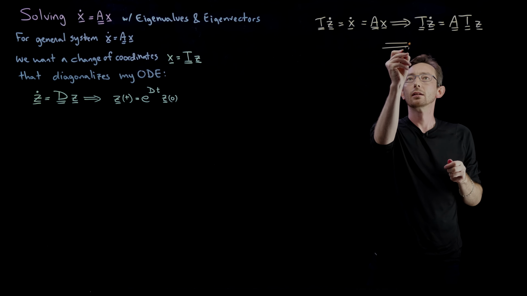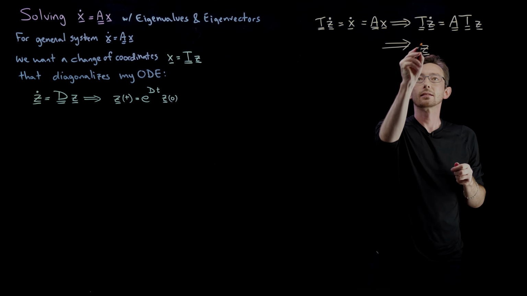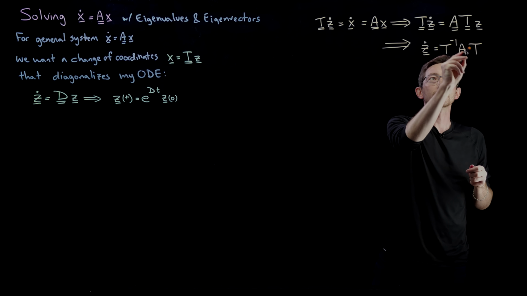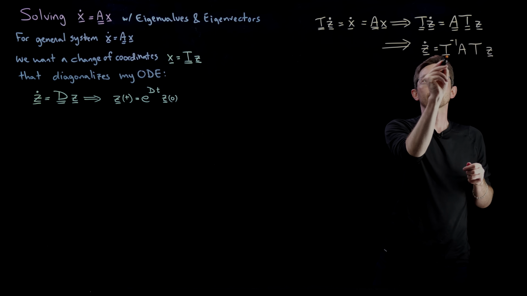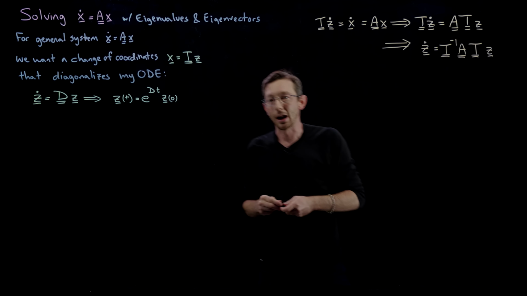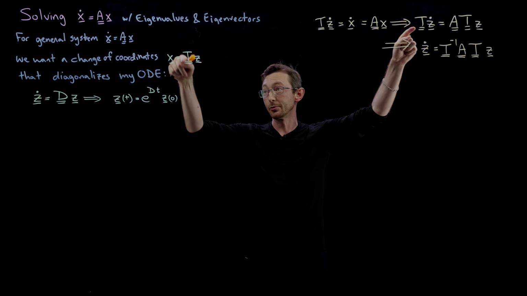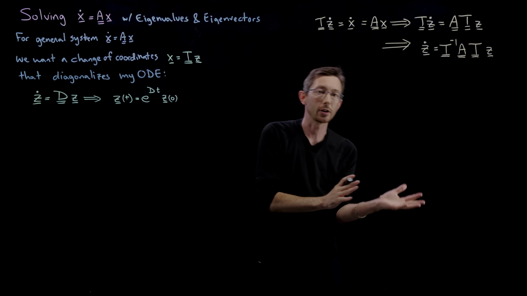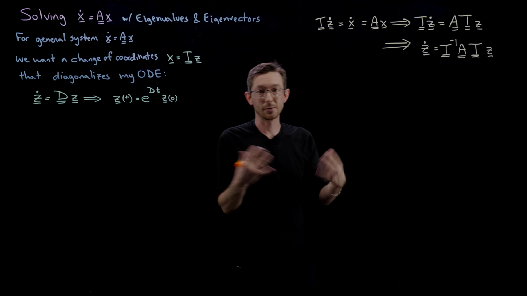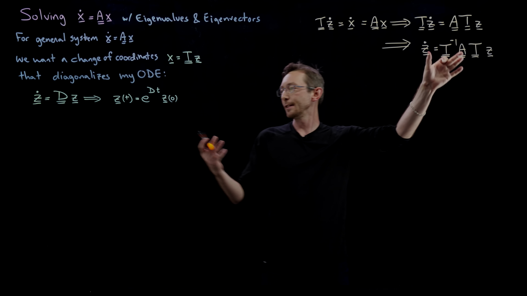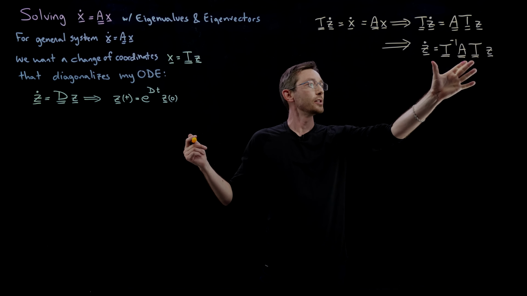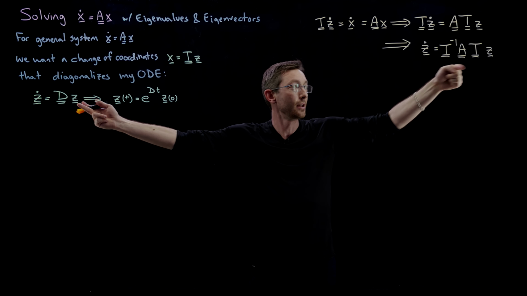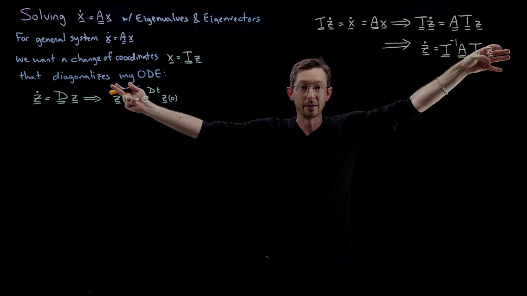So that gives me z dot equals T inverse A T times z. And remember, I'm specifically trying to find this matrix T. That's what I mean by a coordinate transformation. It's just a matrix T. Linear coordinate transformations are matrix multiplication. That's what linear algebra tells us. And specifically, I'm trying to find a T matrix so that this quantity here is a diagonal matrix, so that z dot equals a diagonal matrix times z.